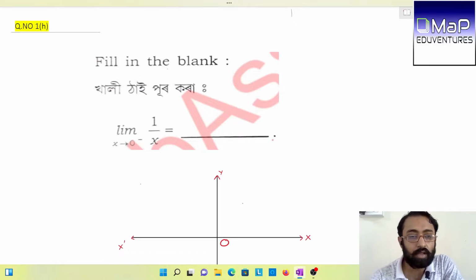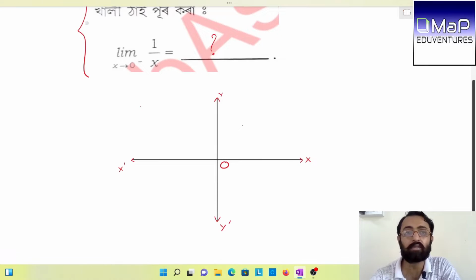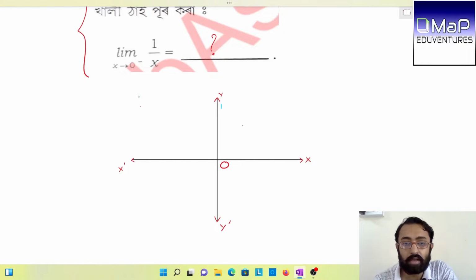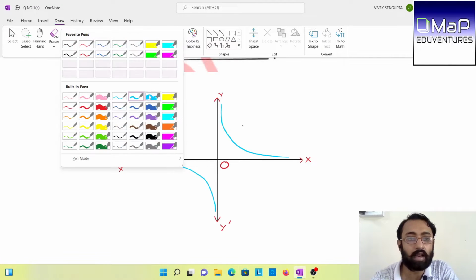So the next question is fill in the blanks for this limit: x tends to 0 minus, 1 by x. Here the limiting value is how much? Now before going to the answer, let us draw its graph and analyze it. Now 1 by x, its graph lies in the first quadrant as well as in the third quadrant. And remember, its curve does not touch the axis, either the x axis or the y axis.